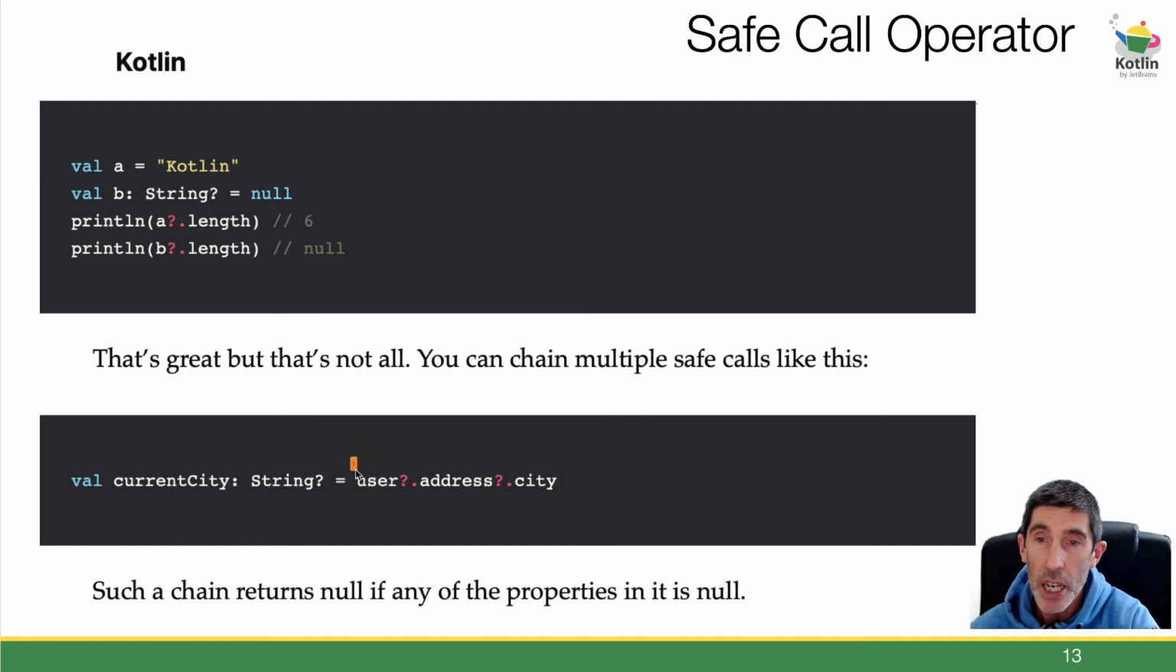Here we are checking a user object. Within the user object there's probably an address field, and within that field there's probably a city property. So at every stage we can check to see if it could be null. Such a chain returns null if any of the properties in it is null.